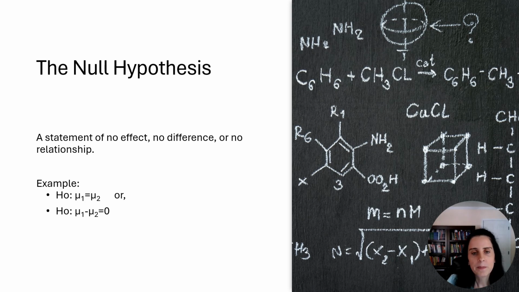For example, a researcher wants to test whether a new teaching method improves student test scores. The null hypothesis in this case might be the new teaching method has no effect on student test scores, which can be formally written as mu1 equals mu2 or mu1 minus mu2 equals 0, where mu1 and mu2 are the means of the test scores for the new and for the traditional teaching methods.